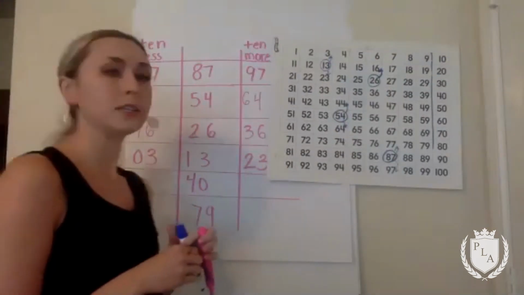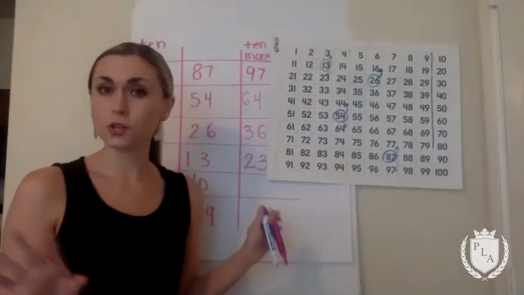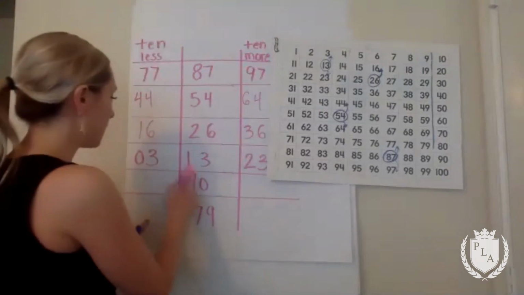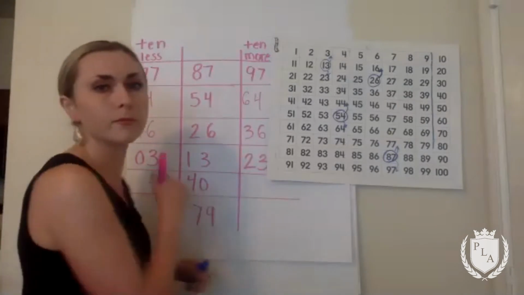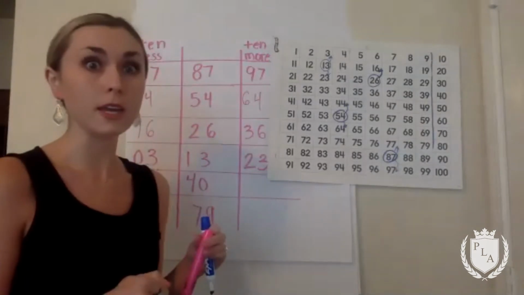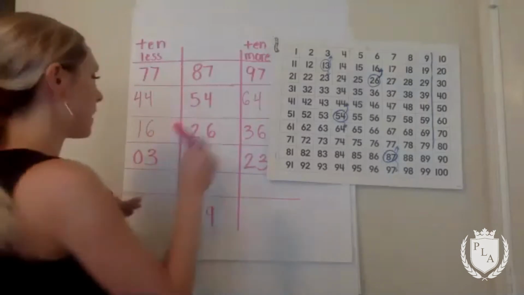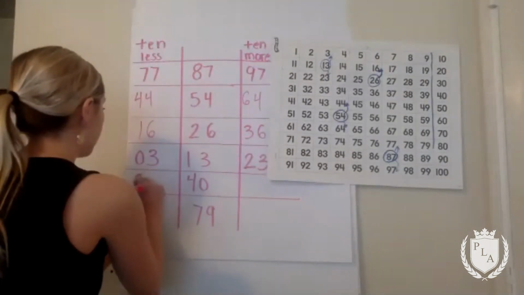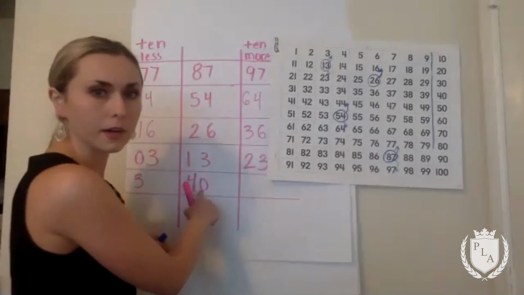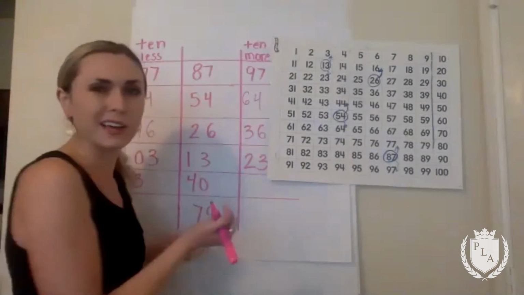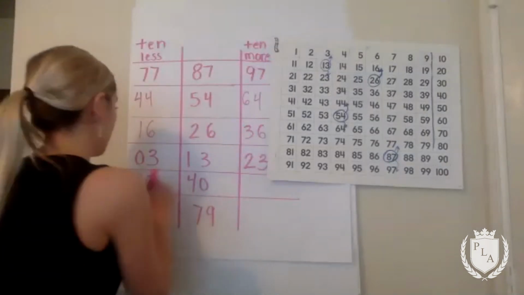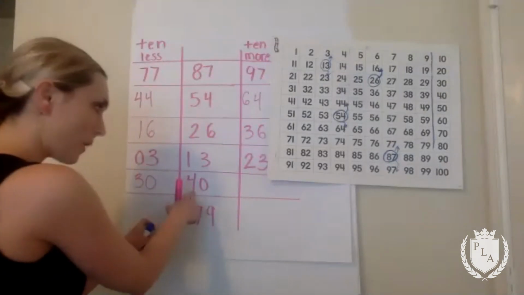Okay, next one, 40. So I'm going to try to not use the hundreds chart at all for this one. So what comes before 4? 1, 2, 3. 3, 4. So I know that 3 comes before 4. So I'm gonna write a 3. Then how many ones are there here? There's none. It's a 0. So I will write a 0. So I have 30, 40.